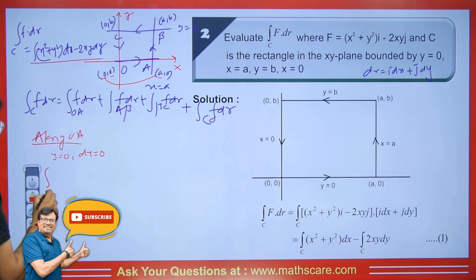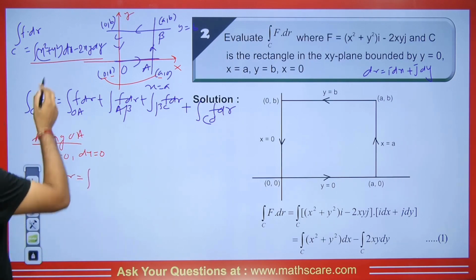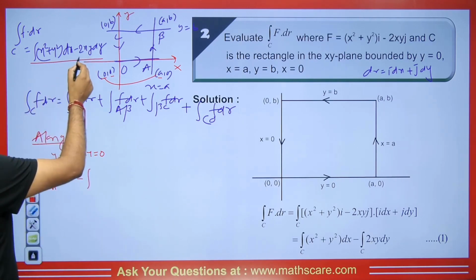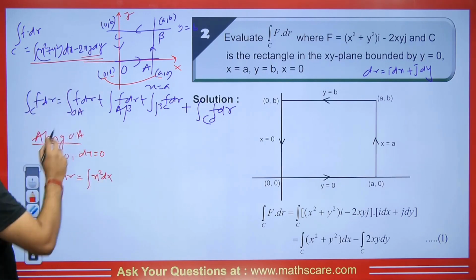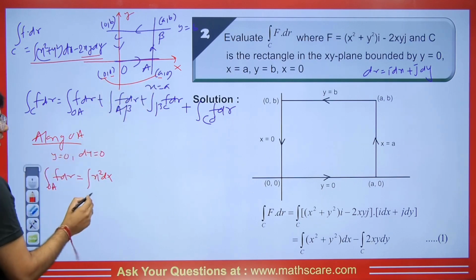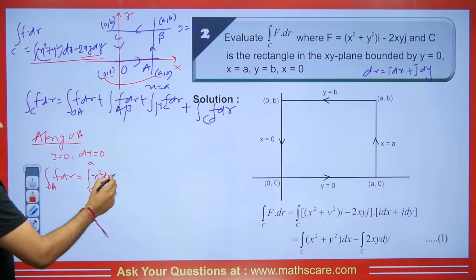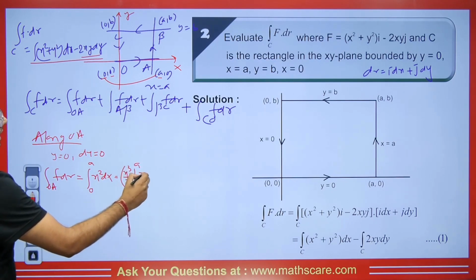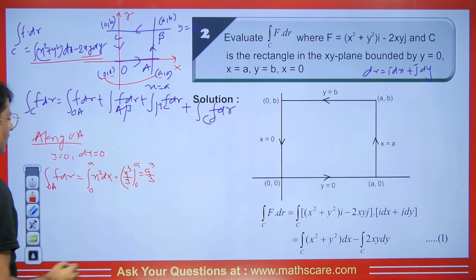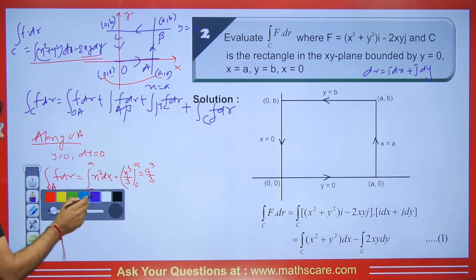What we need to do is to calculate along OA, F dot dr. And as you can see, the value of Y here is 0 and dy is 0. All this becomes 0, and if we put Y's value as 0, then we get x square dx. Since X is changing from 0 to A, this limit will be from 0 to A. And if we integrate this, then this will come x cube by 3, from 0 to A, and it will come to A cube by 3. Is this clear?